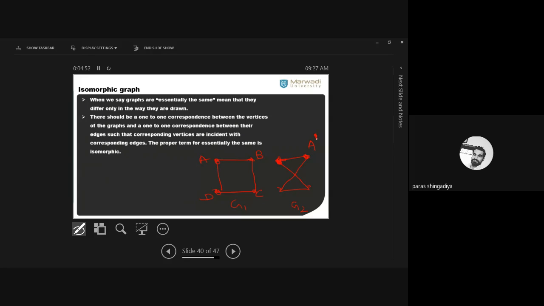Clear? So now we first check one-to-one correspondence for the vertices. Consider any vertex of the first graph. You can start with any vertex. Okay? So let's start with A. We started from A, so I have to check its one-to-one correspondence in the second graph.